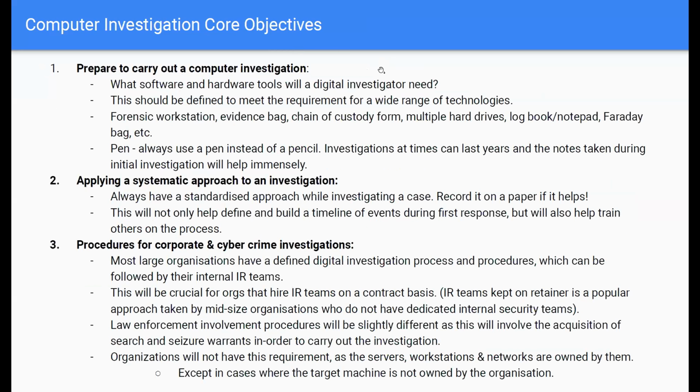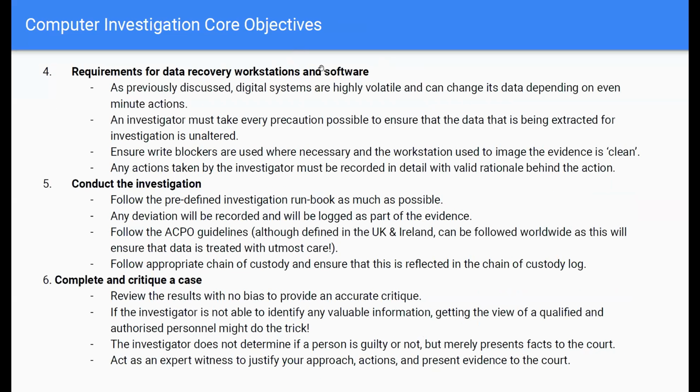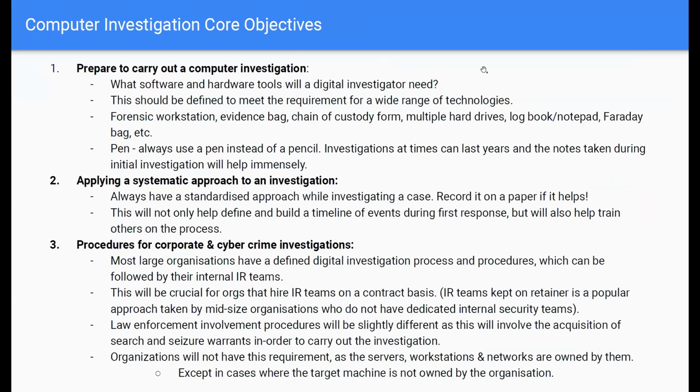Computer investigation core objectives. Your first objective, even before you start any kind of investigation, would be to address your prerequisites. So stuff that you would need to do before you start an investigation. What kind of software and hardware would you need to actually carry out an investigation? Do you need write blockers? Do you need hard drives for making copies? Your logbook, your notepad, your Faraday bag, your forensic workstation. Do you need pens? Do you need paper?